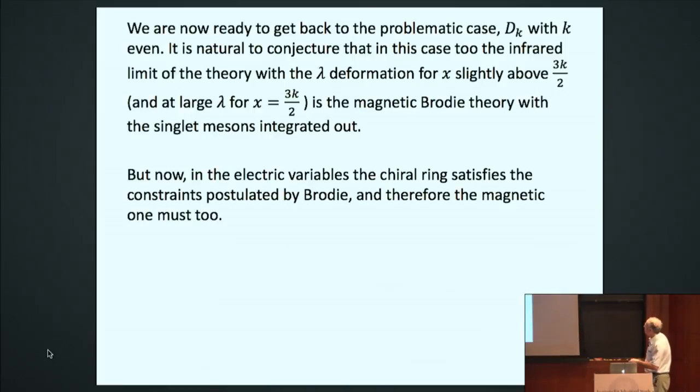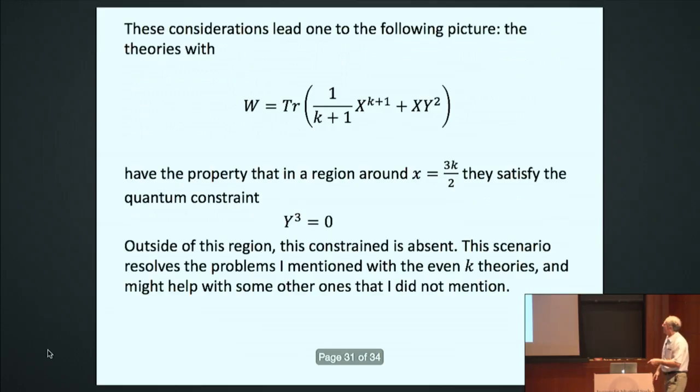Now, if you believe in this flow, one of two things must happen. Either the magnetic theory, despite appearances, must also satisfy these constraints. In other words, the pure decay theory without any additions must satisfy these constraints, or the electric variables break down right there. So the picture that this leads to is the following, that if you look at these theories and you take k to be an even number, then there is a region around the self-dual point that we kind of started from, in which quantum mechanically this constraint is valid. And then outside this region, it's absent. Sorry, this is a typo. Outside of this region, it's absent.